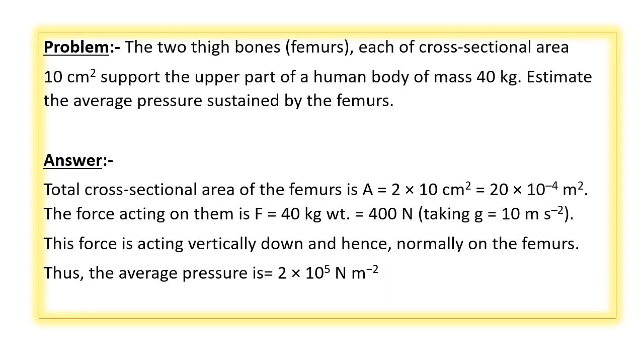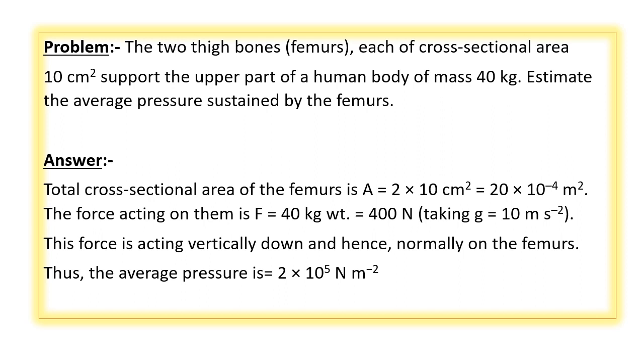Let's solve a numerical. The two thigh bones, each of cross-sectional area 10 centimeter square, support the upper part of a human body of mass 40 kg. You have to find out the average pressure sustained by the femur. Here, the total cross-sectional area will be 2 × 10 centimeter square, that means 20 × 10^-4 meter square.